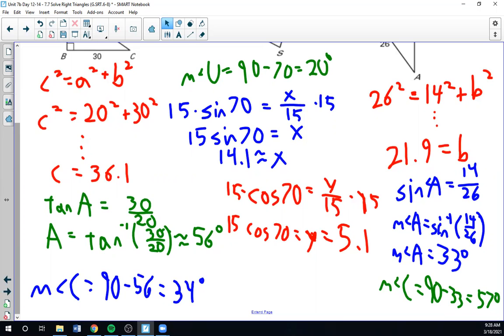But that is the process. This is why yesterday we spent a whole bunch of time practicing. Here's what to use in what context and what information. So to go over it one more time, I knew two sides. So to get the third side, Pythagorean theorem. I knew two sides I wanted to get to an angle. That was the inverse trig. Once I knew that angle, subtract it from 90 to get the other angle. That was our process on that one.